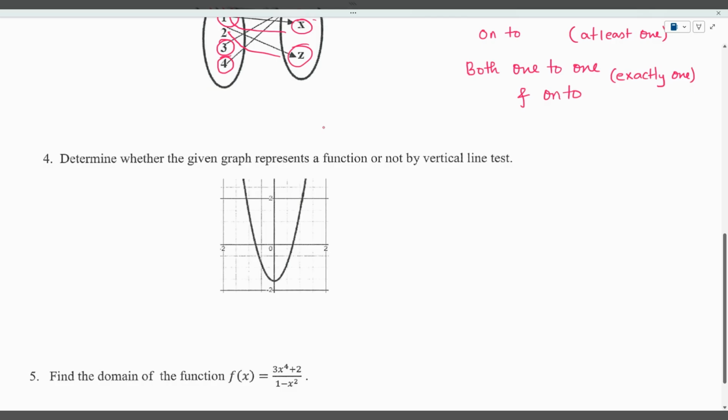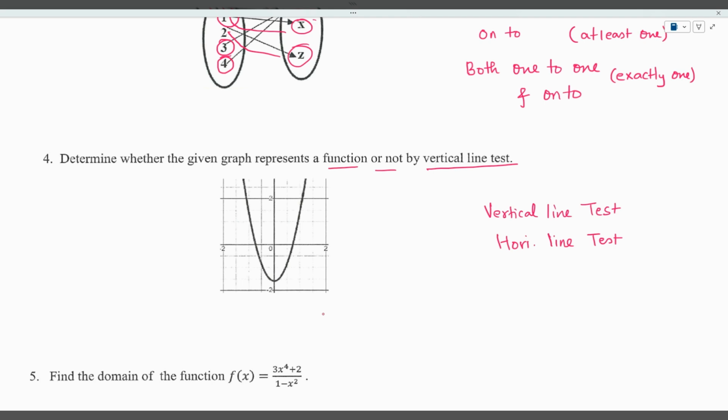Question 4 says: determine whether the given graph represents a function or not by the vertical line test. Students, there are two types of tests for a function. One is called the vertical line test, another is called the horizontal line test. The vertical line test is used to check whether a graph is a function or not, while the horizontal line test is used to test whether the function is a one-to-one function or not.